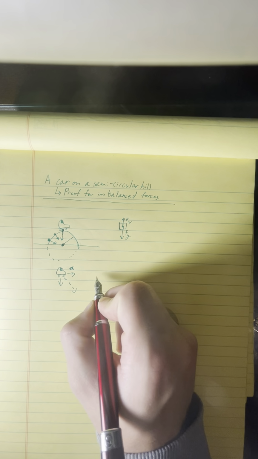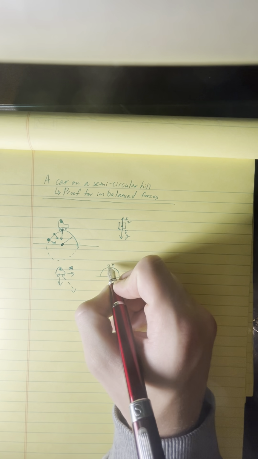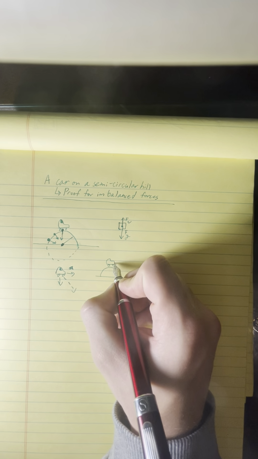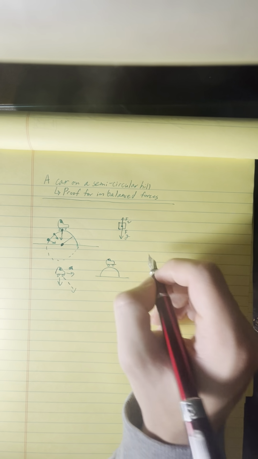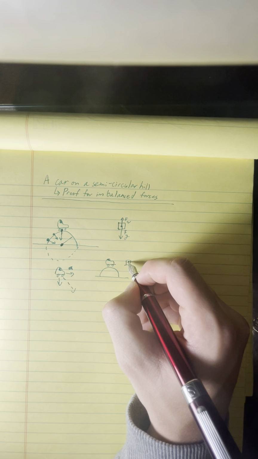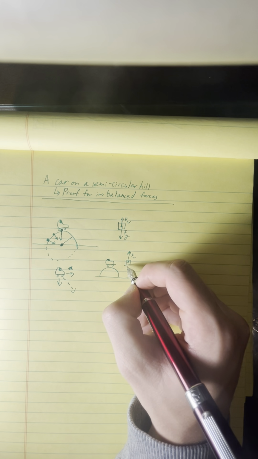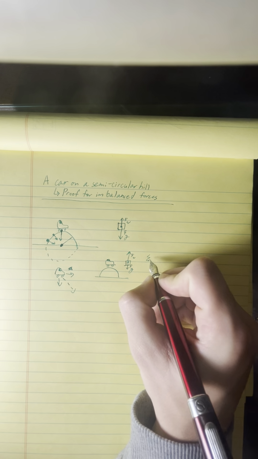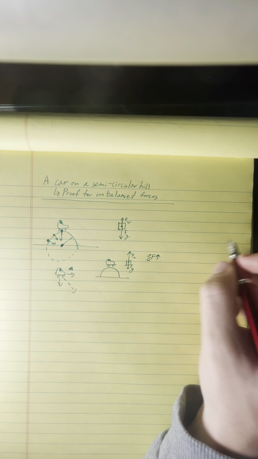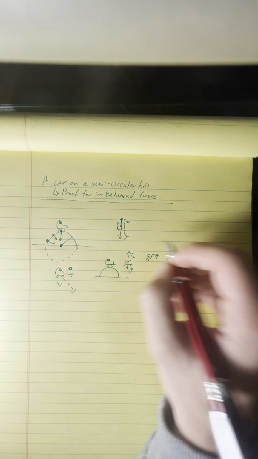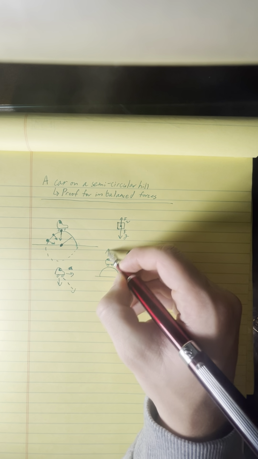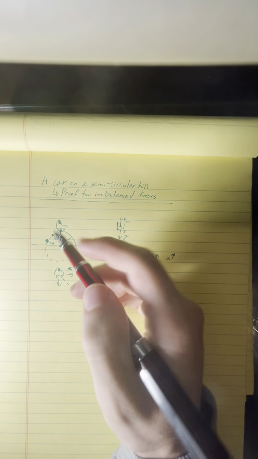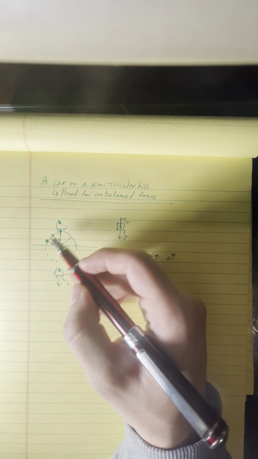Let's take, for example, a car on a semicircular hill, and let's just say that the force normal was greater than the force of gravity. Well, that means that the net force is up. But then that would mean that acceleration is up, which would mean that we have a flying car. Now, obviously, this car is not flying, it's going around the circle.